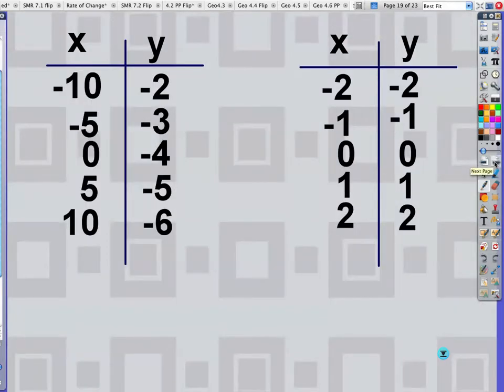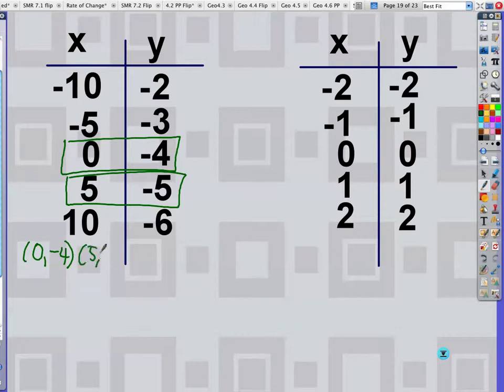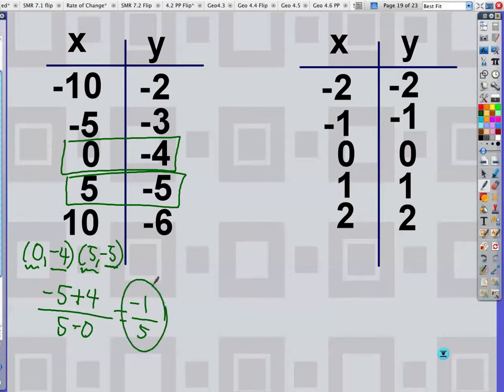Okay, let's try another one here. Pick 2 points. It doesn't matter which points. I have a feeling, though, if you could pick anything you wanted, let's go with the zeros. Let's just make our lives a little easier there. So I've got 0, -4, and I've got 5, -5. Change in my y's. So I've got -5 minus -4. Ooh, look at how sneaky I was there. And then I'm going to take 5 minus 0. So now I have -5 plus 4, which is -1. 5 minus 0 is 5. -1/5. Let's do the sneaky route.